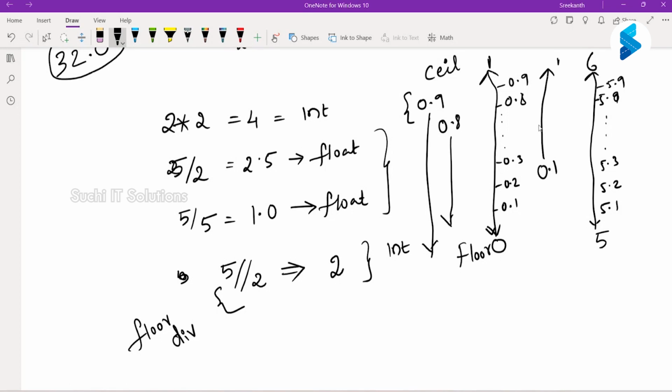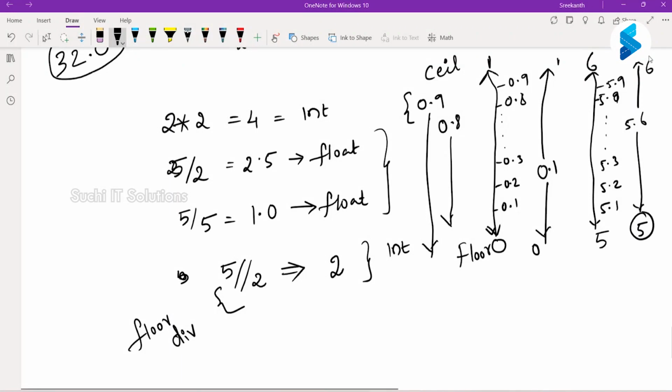Ceiling value, not floor value. For 0.1, the ceiling value would be 1, and the floor value would be 0. For 5.6, the ceiling value would be 6, and the floor value would be 5. Are we clear with this?